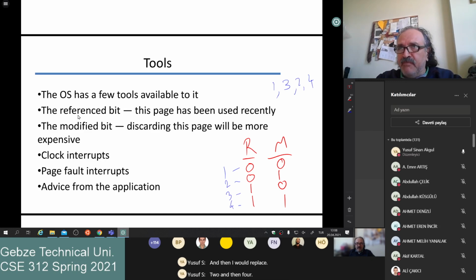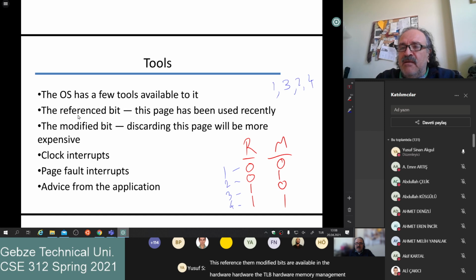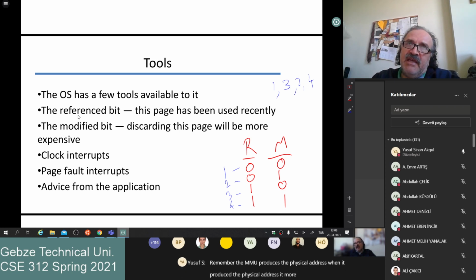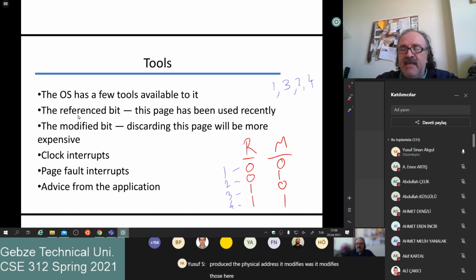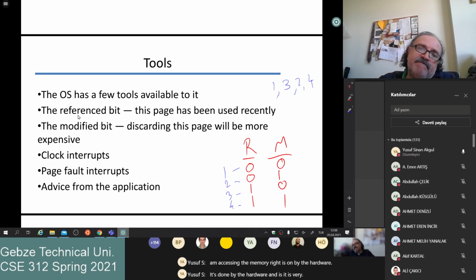These referenced and modified bits are available in the hardware. The TLB hardware, the memory management unit hardware, modifies these bits when a page is referenced or modified. Remember, the MMU produces the physical address. When it produces the physical address, it modifies those TLB lines, saying that this page is modified and referenced and so on. So I have this information available. You might think that it is expensive to modify these bits while I am accessing the memory, but it is done by the hardware, and it is done very efficiently.